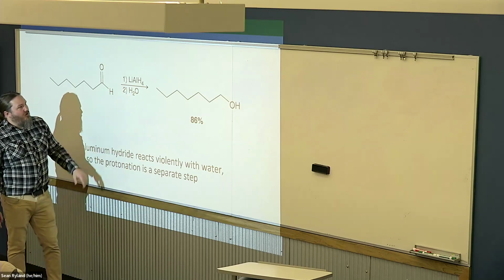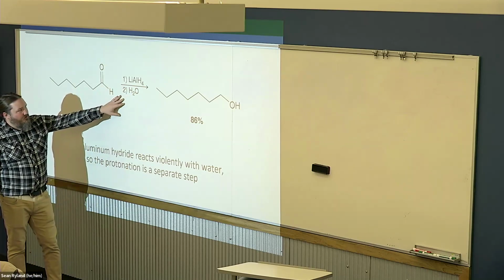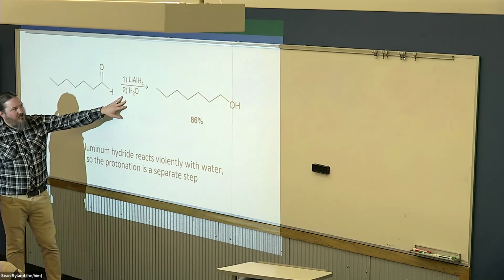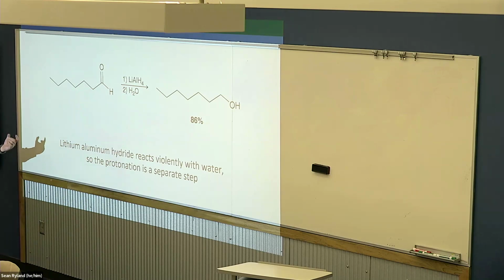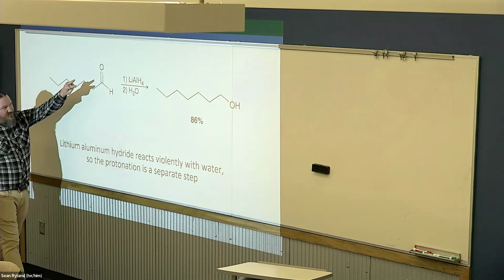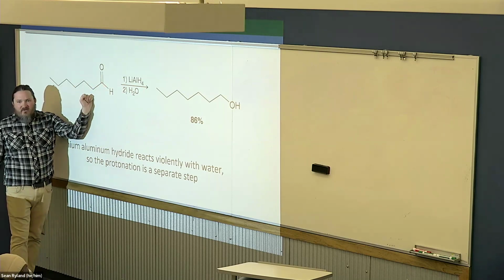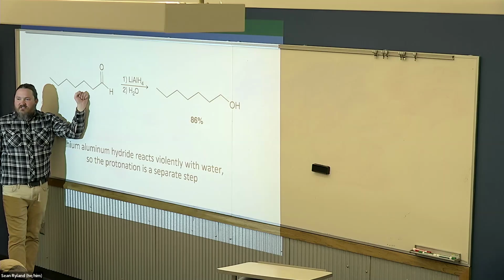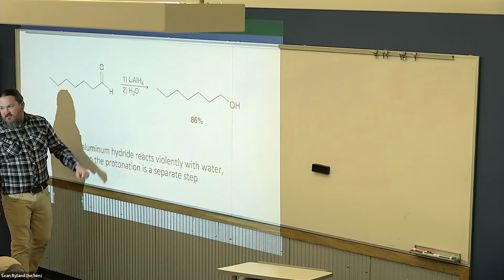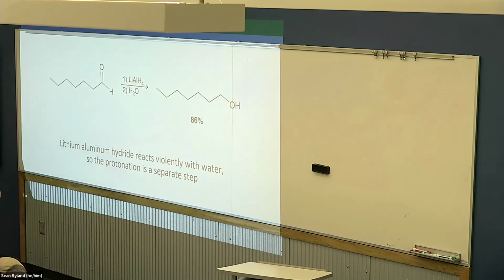You basically will wind up taking the water and reducing it, making hydrogen gas. So we don't actually use it with protic solvents in the same step. We have to separate it out as a separate step. We have to do the reduction in an aprotic solvent and then give it a proton source. But it's the same mechanism.